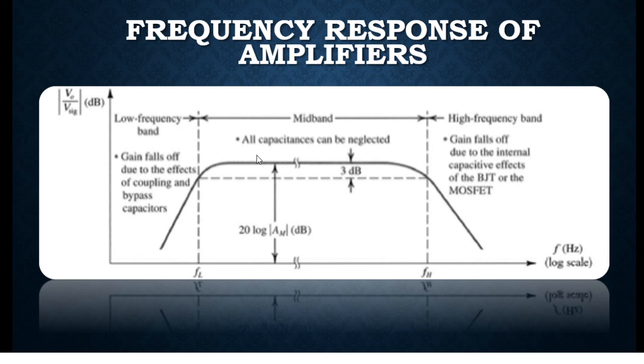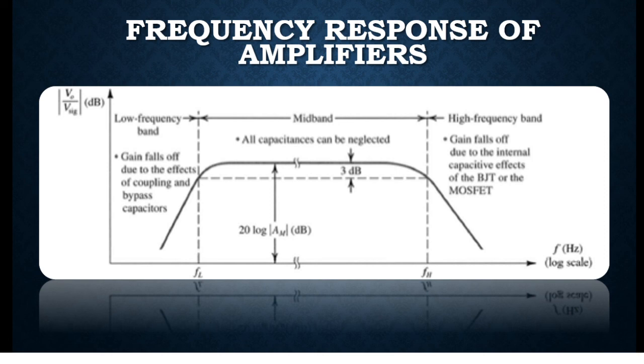Before that, let us first see the main reason for the drop in the gain at the low frequency region and at the high frequency region. It is due to the increase in capacitive reactance in the low frequency region, and due to the parasitic capacitive elements, or the frequency dependence of the network's gain on the active devices, at the high frequency region. So this is the main reason for the drop in gain in both these regions.